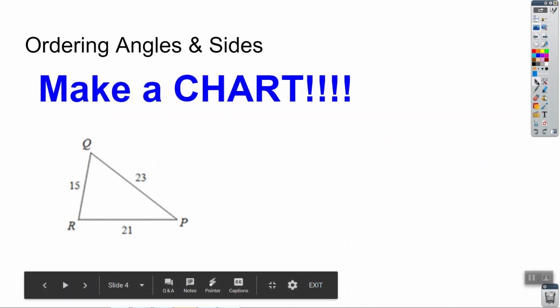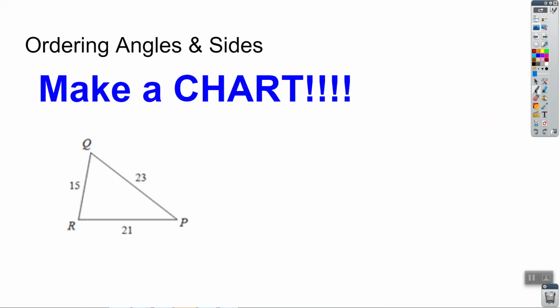The first thing we're going to talk about is how to order these things. And I like to make a chart. So when I make a chart, I go back and I think about what I would have done if they want me to order these from smallest all the way to largest. And you can make this chart on your SOL with the drawing tool.